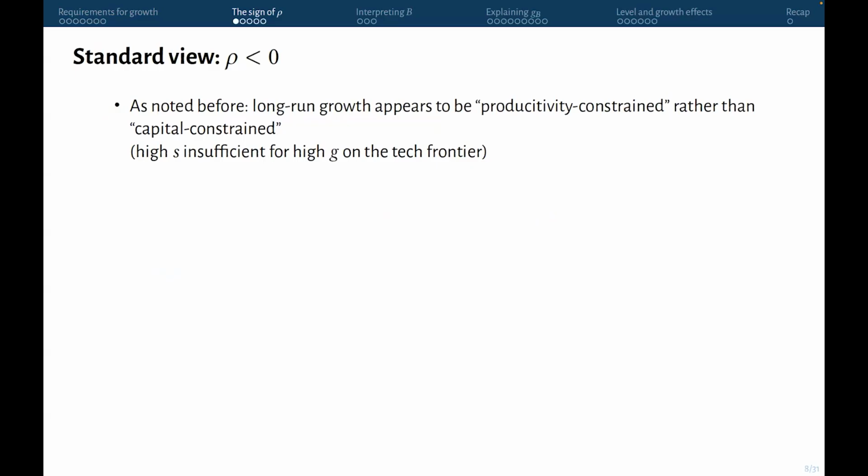Okay, so what's the sign of rho? I was just saying the standard view, which I agree with, is that currently capital and labor in aggregate are gross complements. These seem to be productivity constrained rather than capital constrained in some sort of deep sense. That is to say, once you're on the technological frontier, having a high savings rate is insufficient for producing a high growth rate.